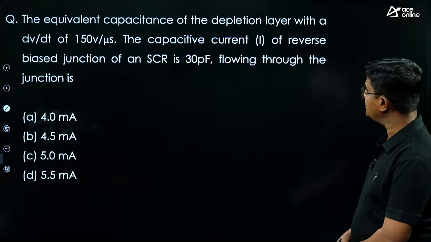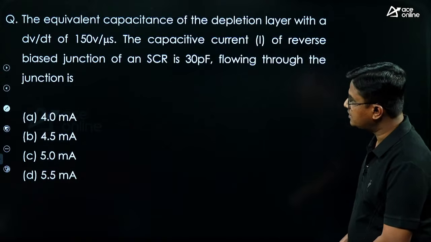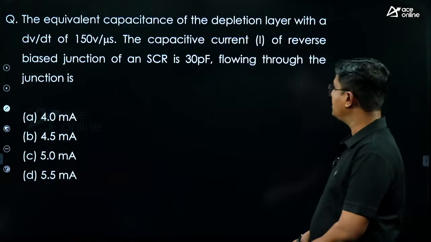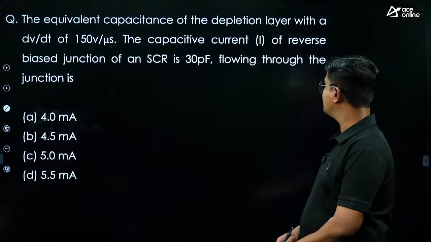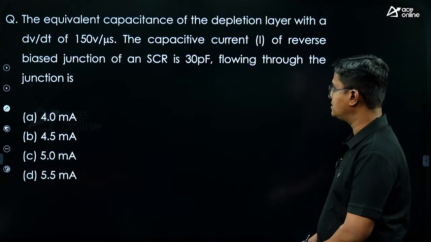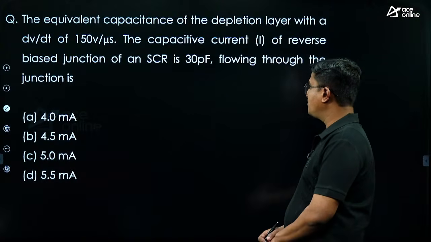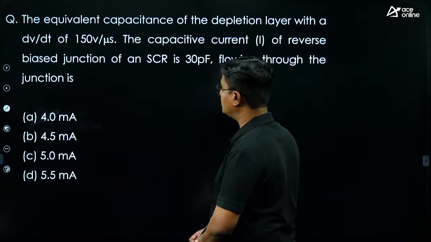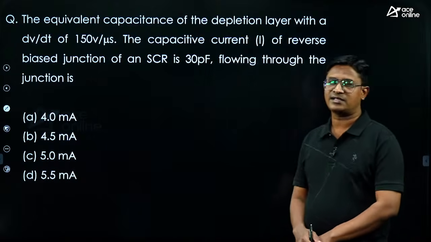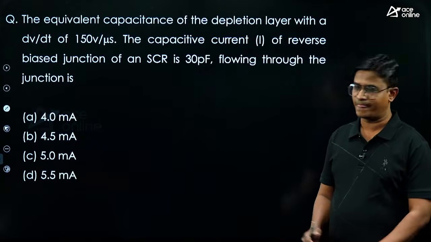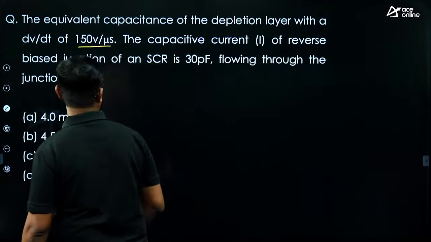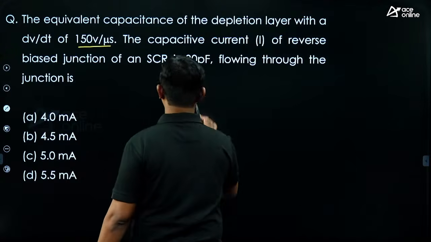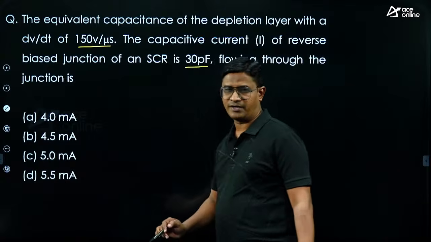The equivalent capacitance of a depletion layer of a reverse biased junction of an SCR is 30 picofarad. With a dV by dt of 150 volt per microsecond, the capacitive current flowing through the junction is? Here they are asking what is the value of current. It is given that dV by dt is 150 volt per microsecond and capacitor value is also given, 30 picofarad.